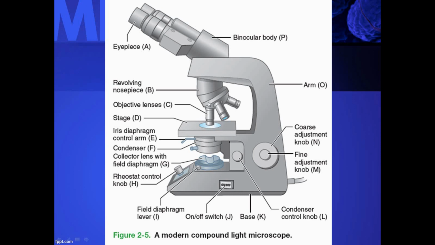Objective lenses are mounted on the revolving nose piece, so they can turn and switch places. We have 4 types of objective lenses, from the scanning objective to the oil immersion objective. I will talk about them in a second. So the revolving nose piece holds the objective lenses. Then we have the binocular body that holds the eyepiece. The eyepiece has a magnifying lens that magnifies 10 times. So the magnification power of an eyepiece is 10 times.